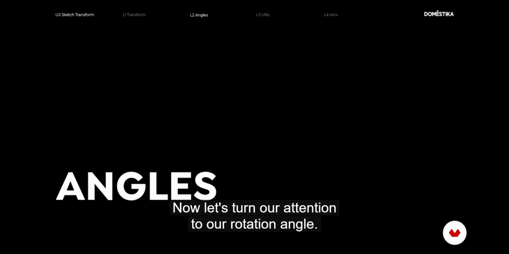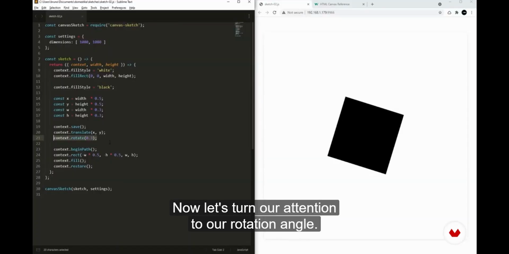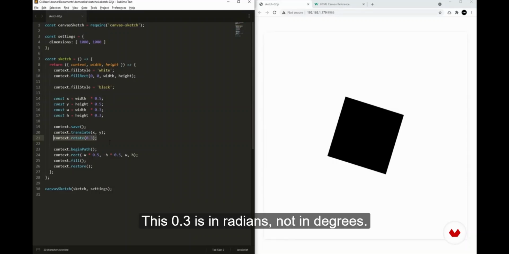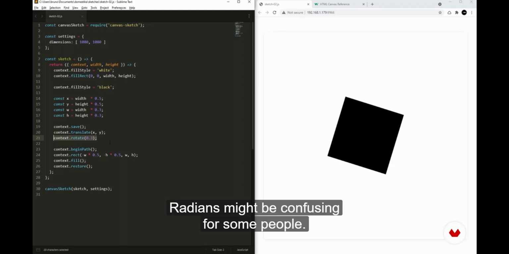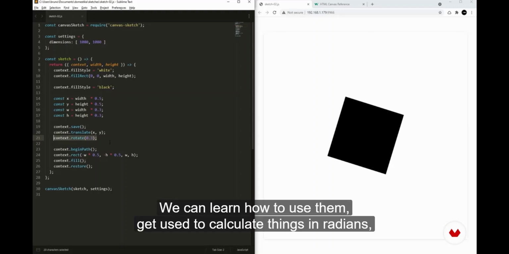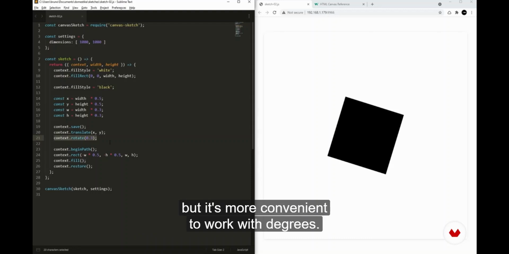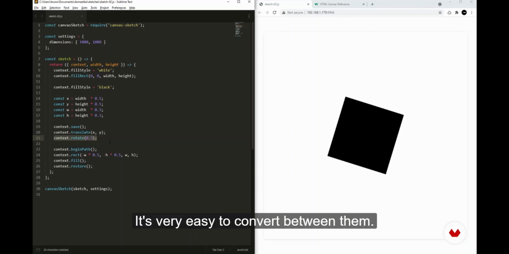Now let's turn our attention to our rotation angle here. This 0.3 is in radians, not in degrees. Radians might be confusing for some people. We can learn how to use them and get used to calculating things in radians, but it is usually more convenient to work with degrees.